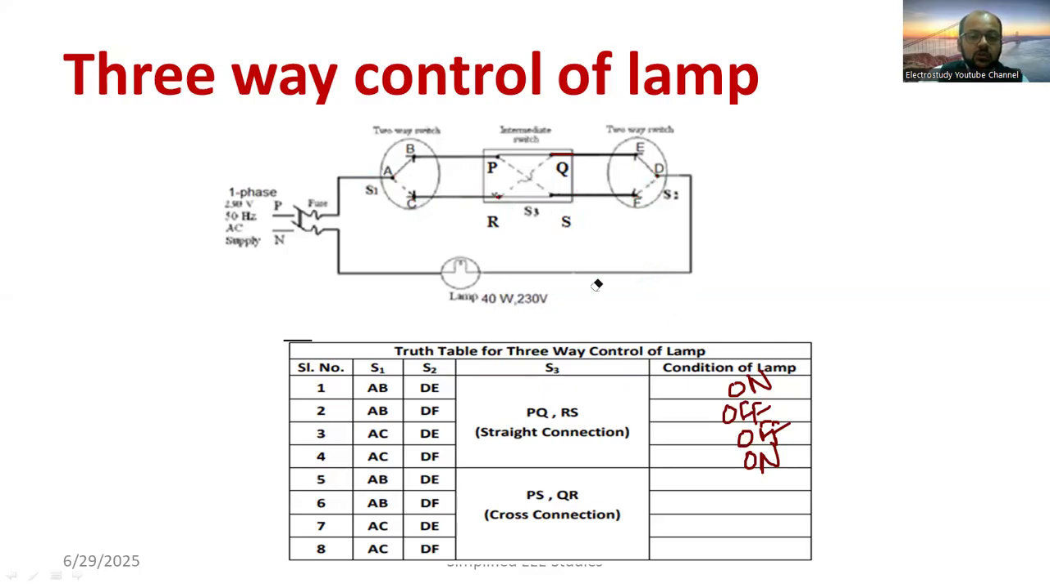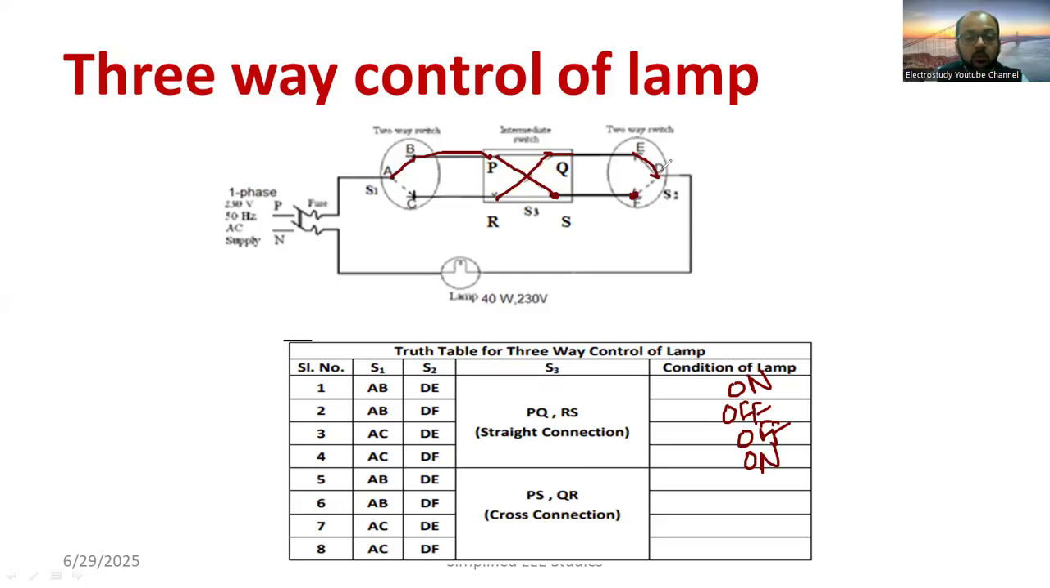In the case of cross connection, the main speciality is you need to connect PS and RQ to each other. That is mandatory. So first of all, AB and DE. If I connect AB and DE, what will happen? Current passes to AB, then it will reach P, then it will directly move on to S, then up to F.